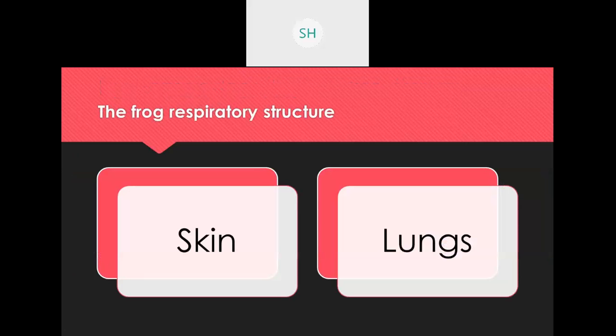So we move to the frog respiratory structure. Basically, the frog has two respiratory structures, which are the skin and the lungs. The frog uses its skin to breathe during the inactive state, while it uses the lungs in the active state.